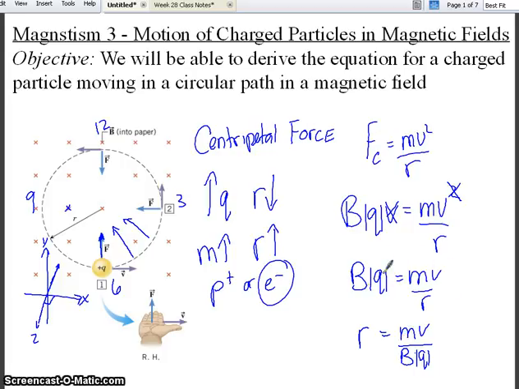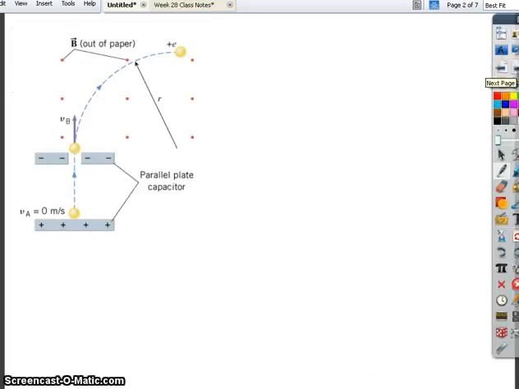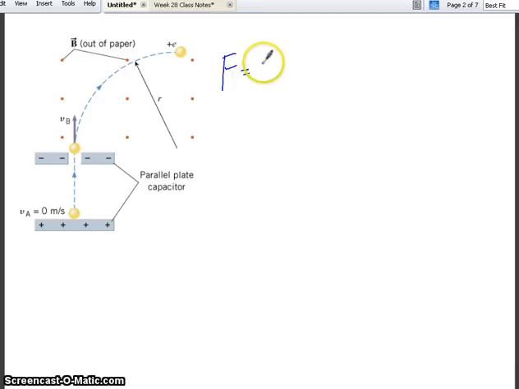So this is a new equation that you need to memorize because it's going to be used frequently. Now, what we did there is we took F equals BQV, and we set it equal to centripetal force.